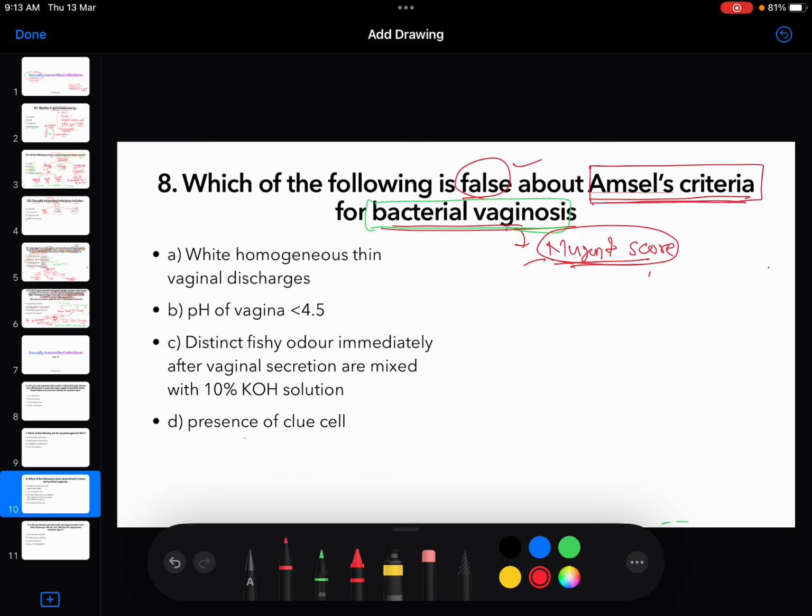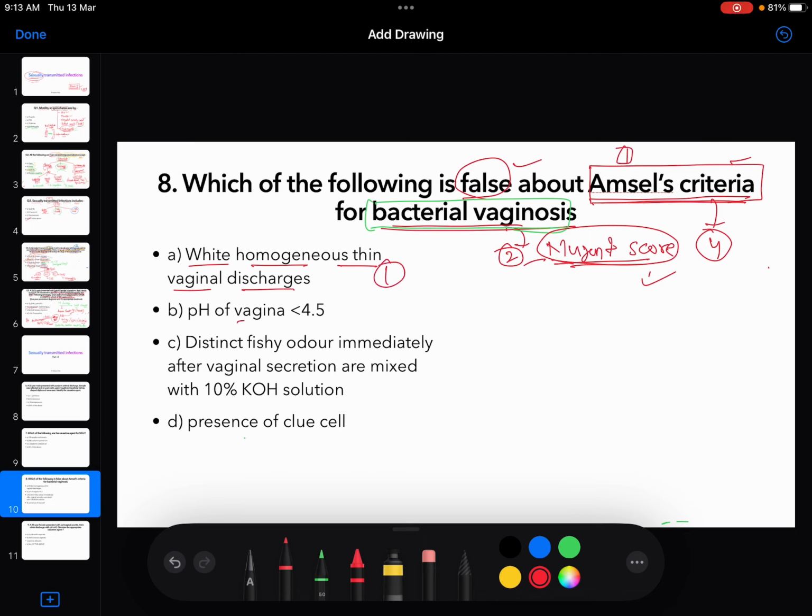Okay. There are two diagnostic tools. One is the Amsel's criteria and the second is the Nugent score. We already discussed the Nugent score. Now coming to the Amsel's criteria, it has 4 parameters. What are they? White, homogeneous, thin vaginal discharge. It is the first criterion of bacterial vaginosis.